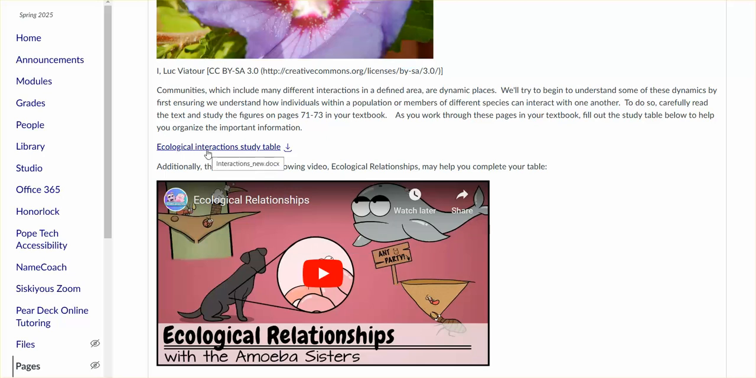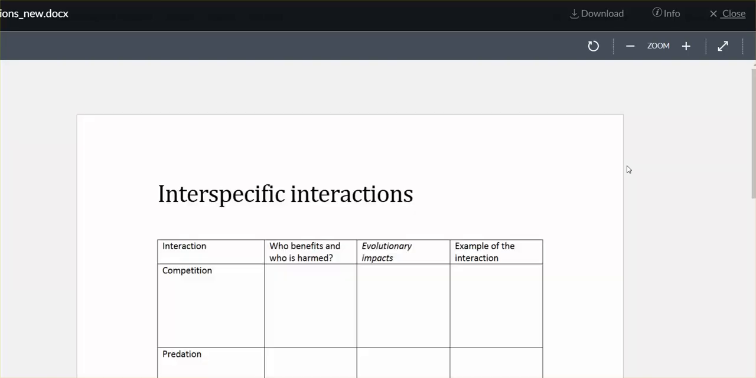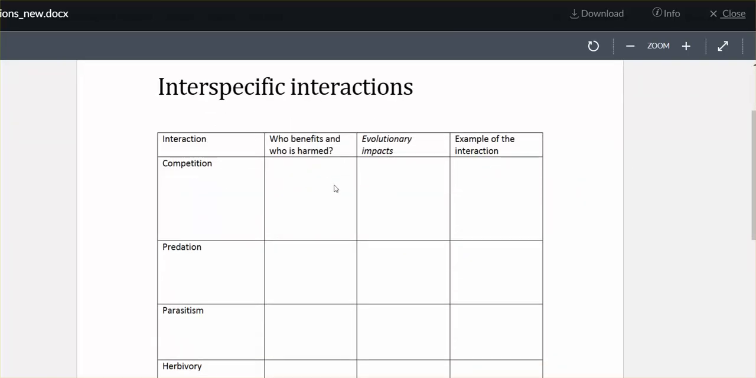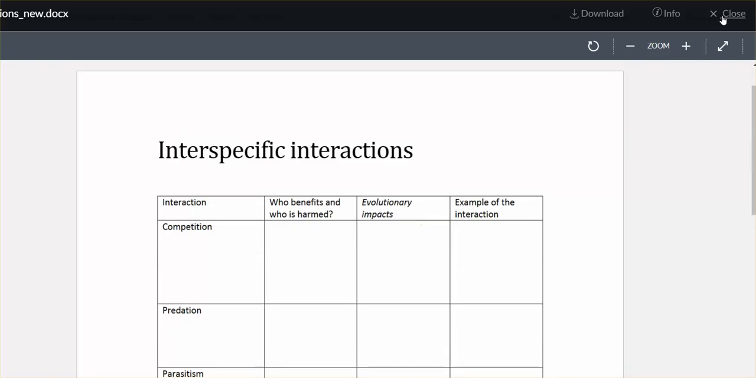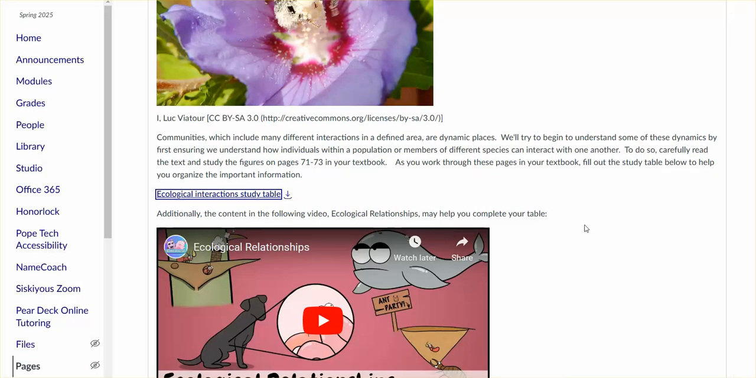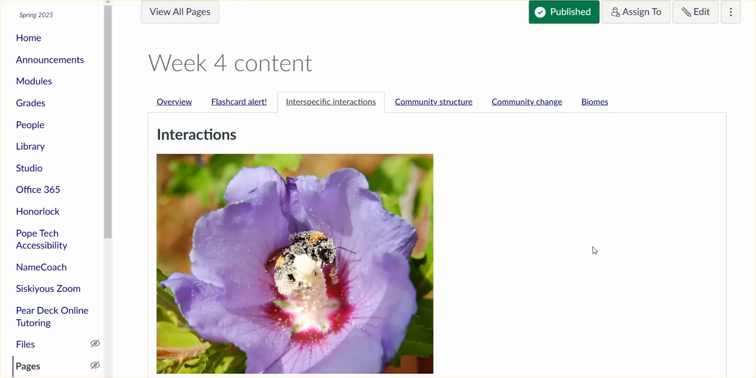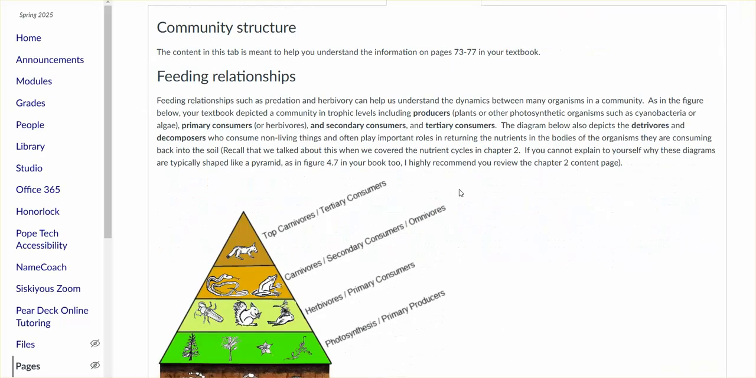This is something that I recommend you print if possible, or just work on it in a digital form, but it's a way for you to organize your understanding of the different types of interspecific interactions. So hopefully this will come up for us. Yeah, so competition, right? Who is harmed, who is benefited? What are the evolutionary impacts of this type of interaction? And what would be an example of competition? So all of the interspecific interactions are listed here, and this is something to make your reading of the textbook a little more active so that you're doing something while you're reading.